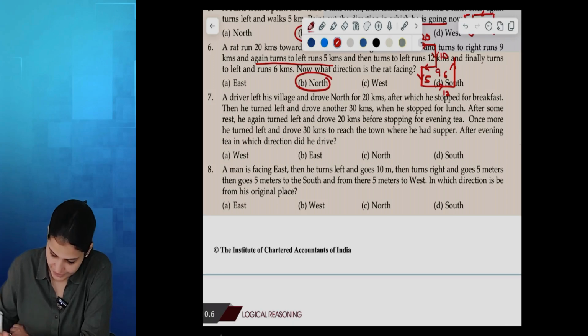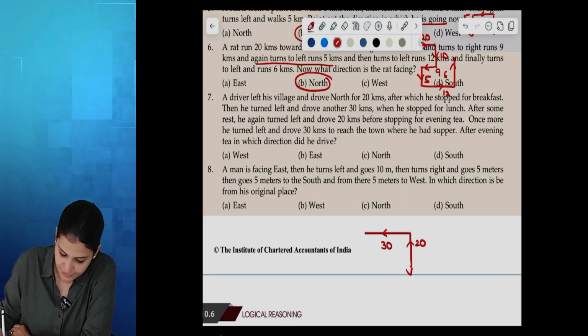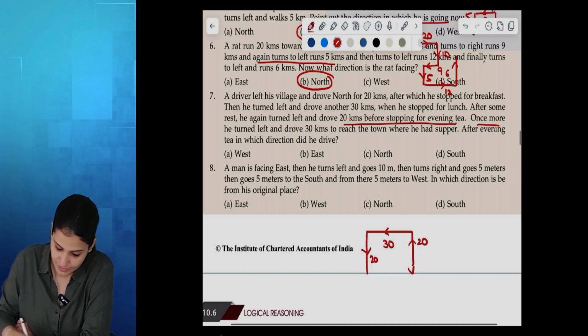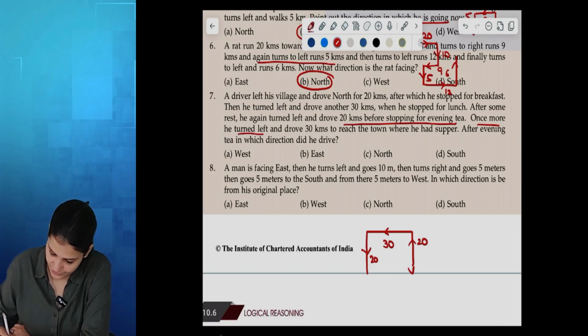East. A driver left his village and drove north for 20 kilometers. This was the village. After which he stopped for breakfast. Then he turned left and drove another 30, where he stopped for lunch. After some rest, he turned left and drove 20, same length downwards, before stopping for evening tea. Once more he turned left and drove 30, came back to the village.